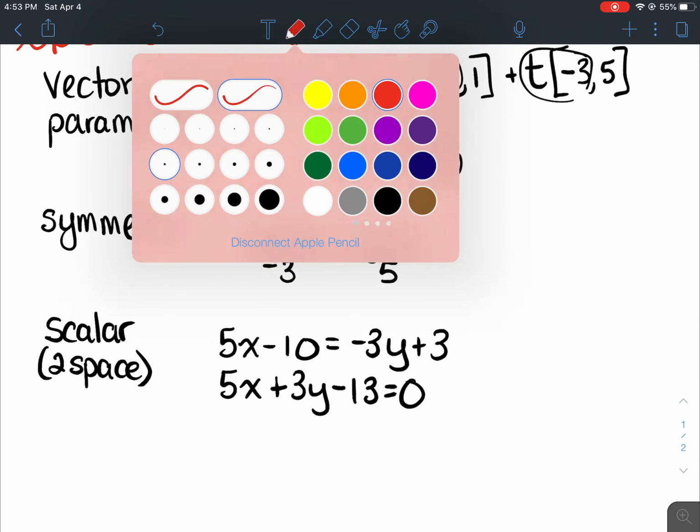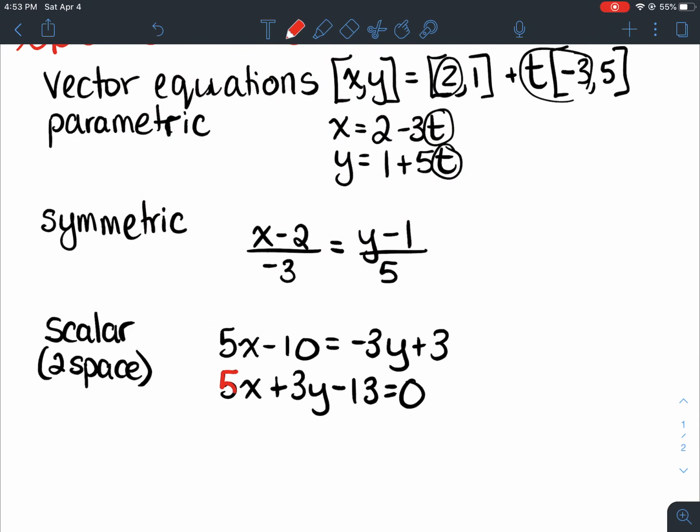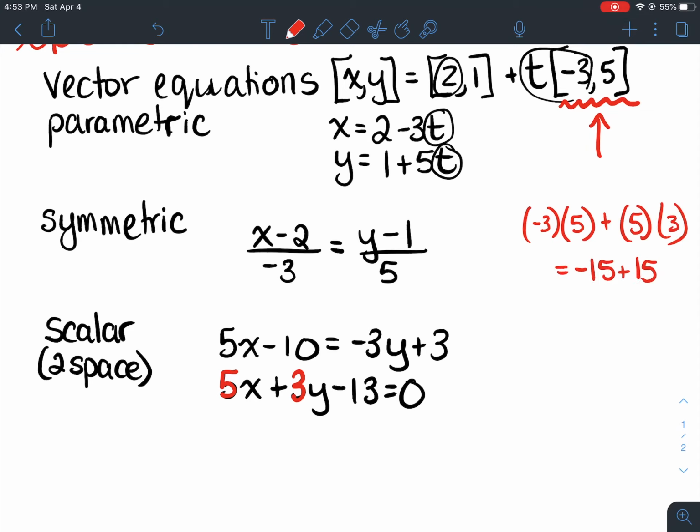And another note about scalar equations is the coefficients in front of x and y are always perpendicular to your direction vector. So our direction vector is -3, 5. We can tell they're perpendicular because if we did the dot product, -3 times 5 plus 5 times 3, that would equal -15 plus 15, which is 0. So therefore we know they're perpendicular.